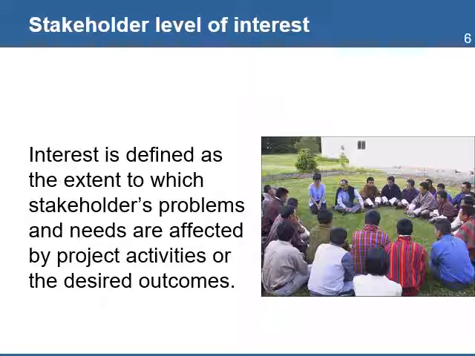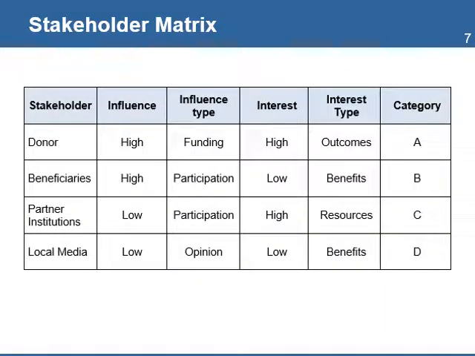The information on each stakeholder's levels of influence and interest can be captured in a matrix that identifies their position relevant to their influence, interest, and their level of understanding and commitment to the project. The matrix contains the following information: name of the stakeholder, the level of influence, the type of influence, the level of interest, the type of interest, and the category for each stakeholder based on their levels of interest and influence.